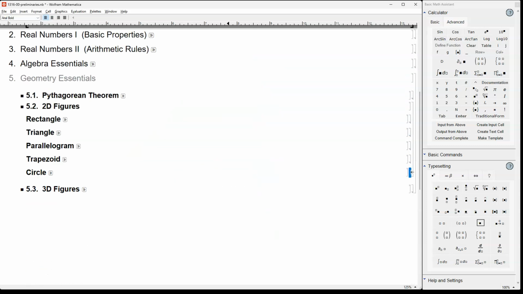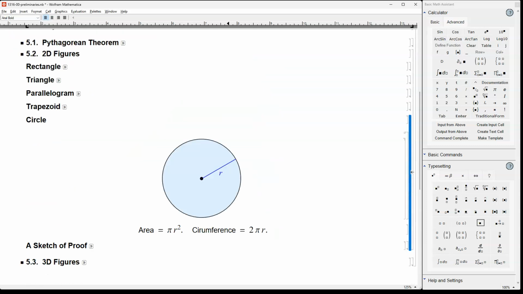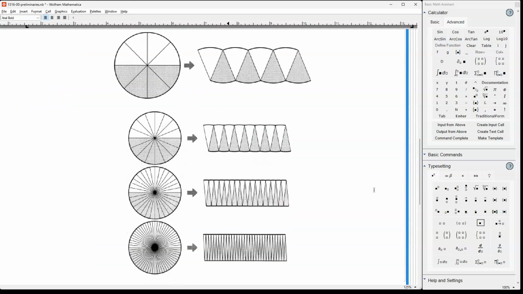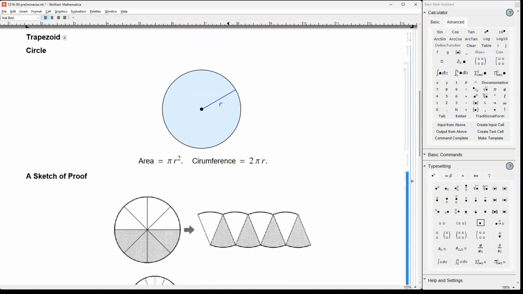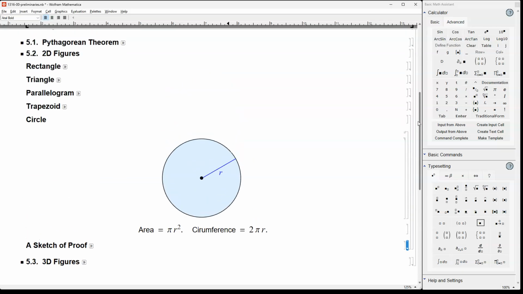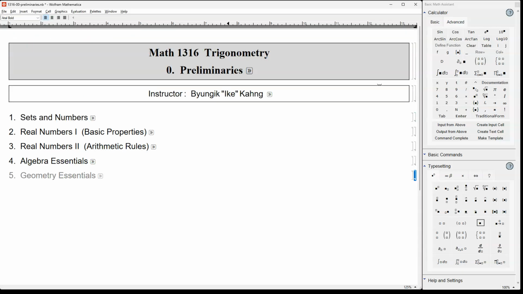Finally, area of a circle. And then the sketch of proof, I gave you this kind of argument from the textbook. The details are left to the students. So eventually in the limiting case, the area of the circle will resemble the area of the rectangle. So we have pi r squared in the end. So that's the essential preliminaries. That's it.